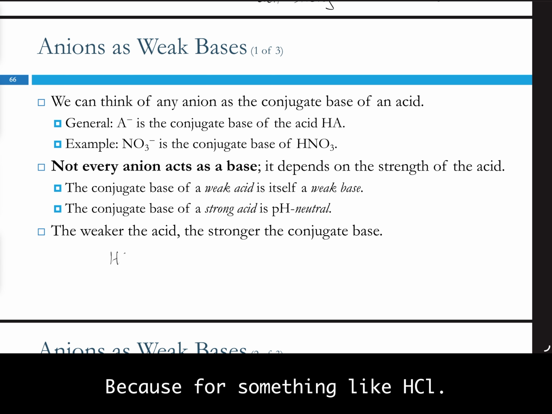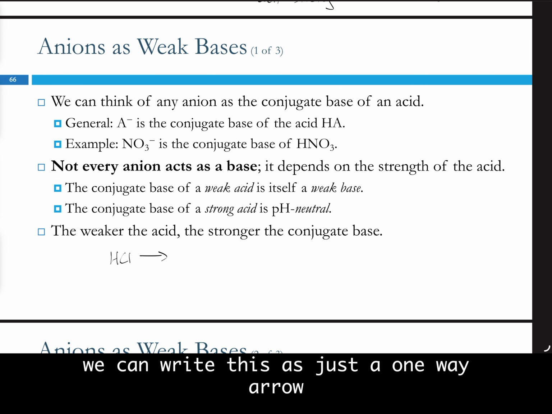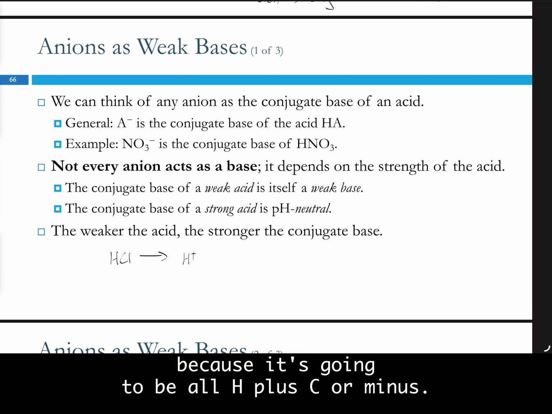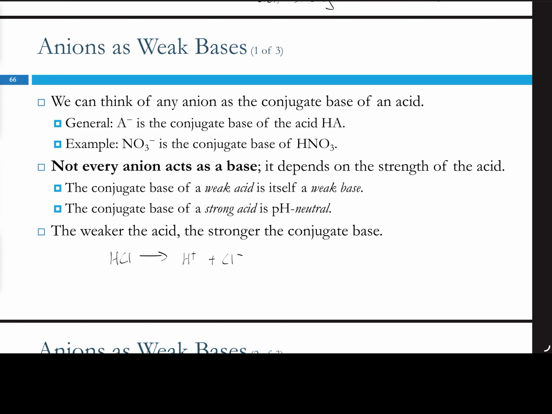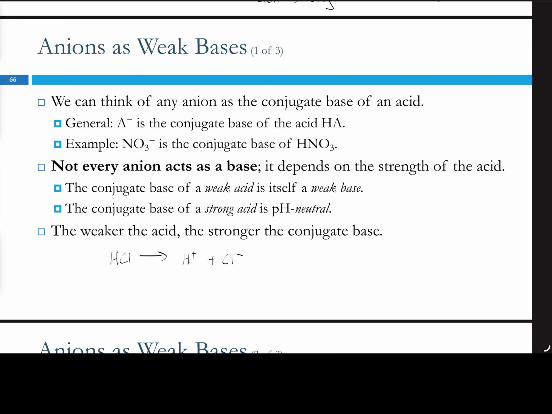Because for something like HCl, we can write this as just a one-way arrow because it's going to be all H plus and Cl minus. There's really no part of that equilibrium where I have HCl forming again in water. So if I start with Cl minus and water, this reaction doesn't happen where I get HCl and OH minus.